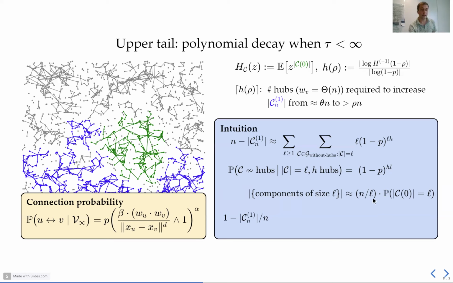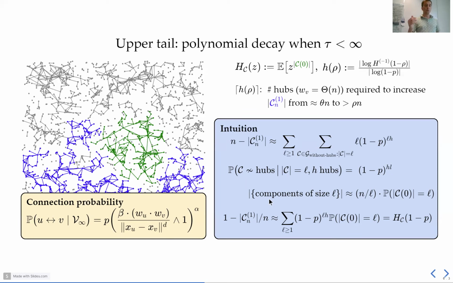Now, if we substitute this n over L times the probability that the origin is in a component of size L into the formula here, then we see that the L actually cancels nicely. The n cancels because of the division that we have here. So we get exactly the sum over L at least 1 of (1 minus p) to the L times h, times the probability that the origin is in a component of size L. And if you look at this formula, this is exactly the generating function of the cluster containing the origin. So H_C of 1 minus p.